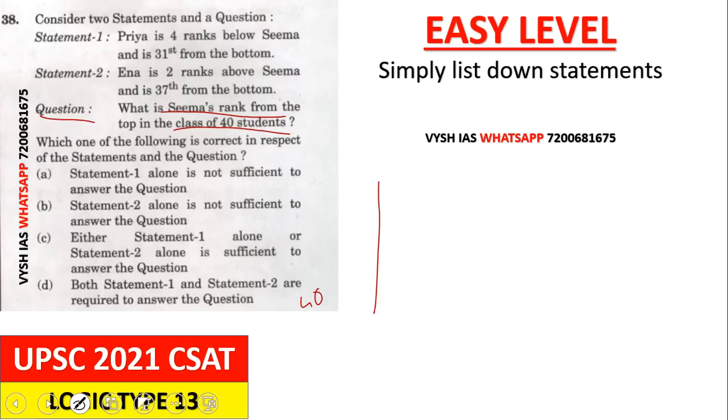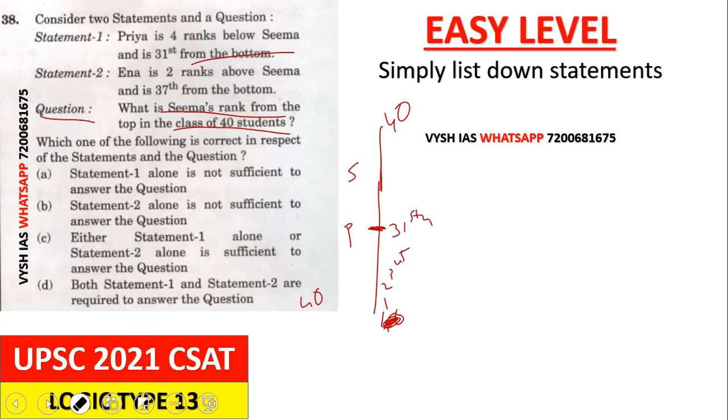Now they are telling Priya is 4 ranks below Seema, so Seema will always be above, whatever the rank is. And Priya is 31st from the bottom. So here the 40th child is there at the bottom, so here we'll put 40. Above that, 1, 2, 3, 4 like that. 31st from the bottom is Priya. And here it is 40.